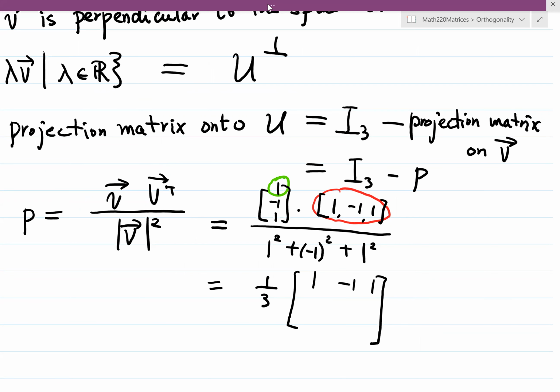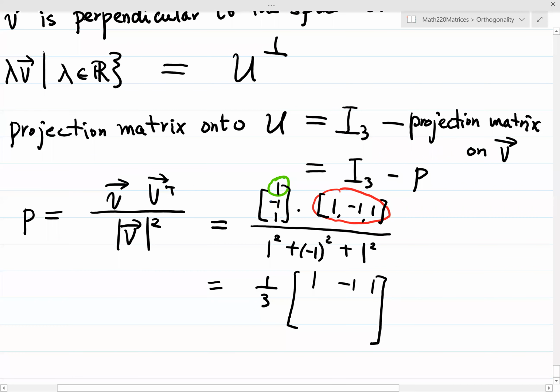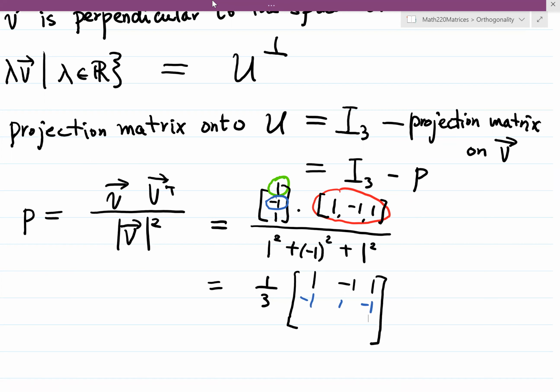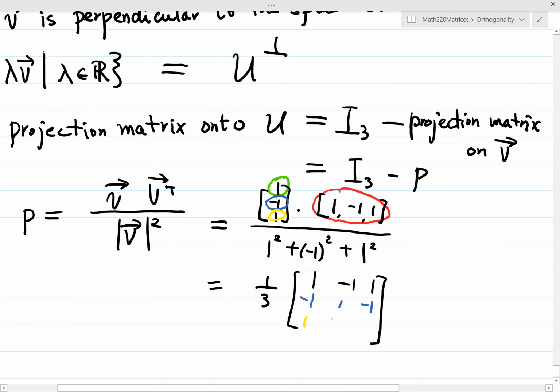Now the second rule vector, we use another color, purple. So it's negative 1. So we repeat the rule vector according to the multiple negative 1. So we get a negative 1, 1, negative 1. And then the last, we use another color, yellow. So yellow is 1. So we just get multiple for yellow is 1, negative 1, 1. So this is a projection onto the orthogonal complement of U.